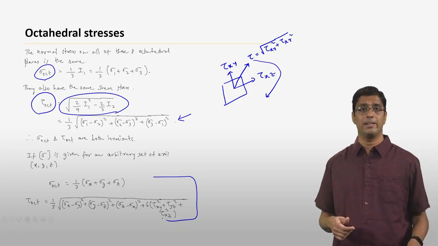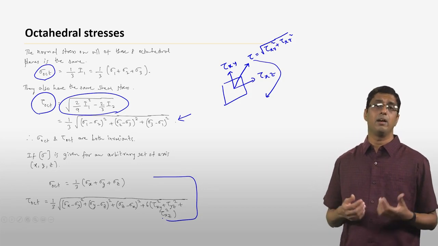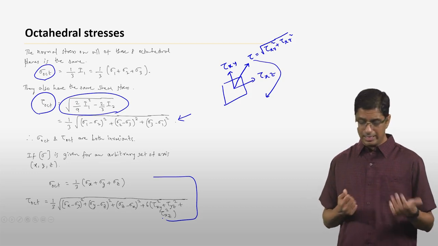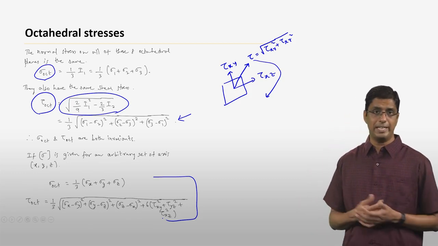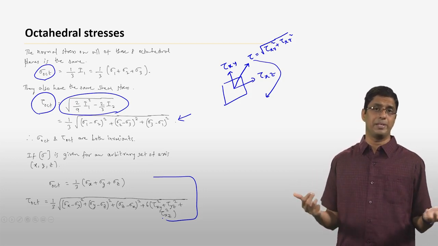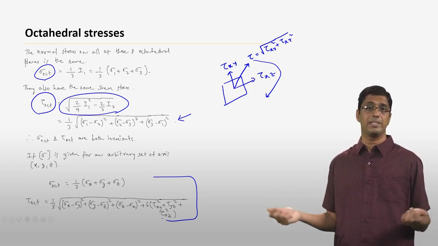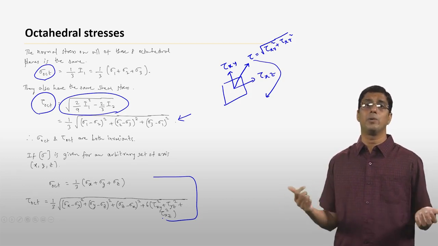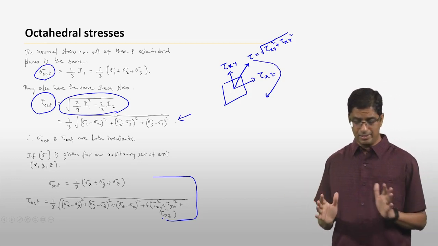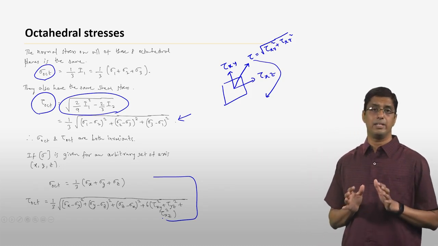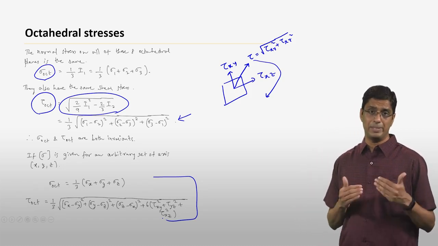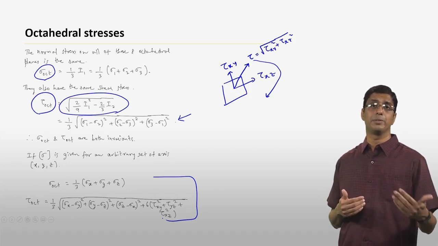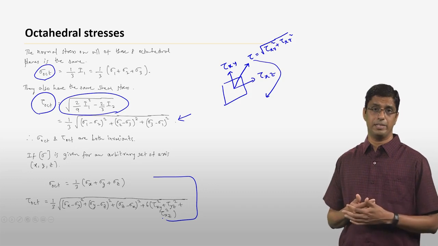Sigma octahedral is nothing but the average of the normal stresses, sigma x plus sigma y plus sigma z divided by 3. Tau octahedral has a somewhat more complicated expression, but once you know the stress matrix, that is sigma x, sigma y, sigma z, and tau xy, tau yz, and tau xz, you can calculate what tau octahedral is. And the reason we calculate these quantities, especially tau octahedral, is because they help you determine whether a material is going to yield or not at a particular point, especially for ductile materials.